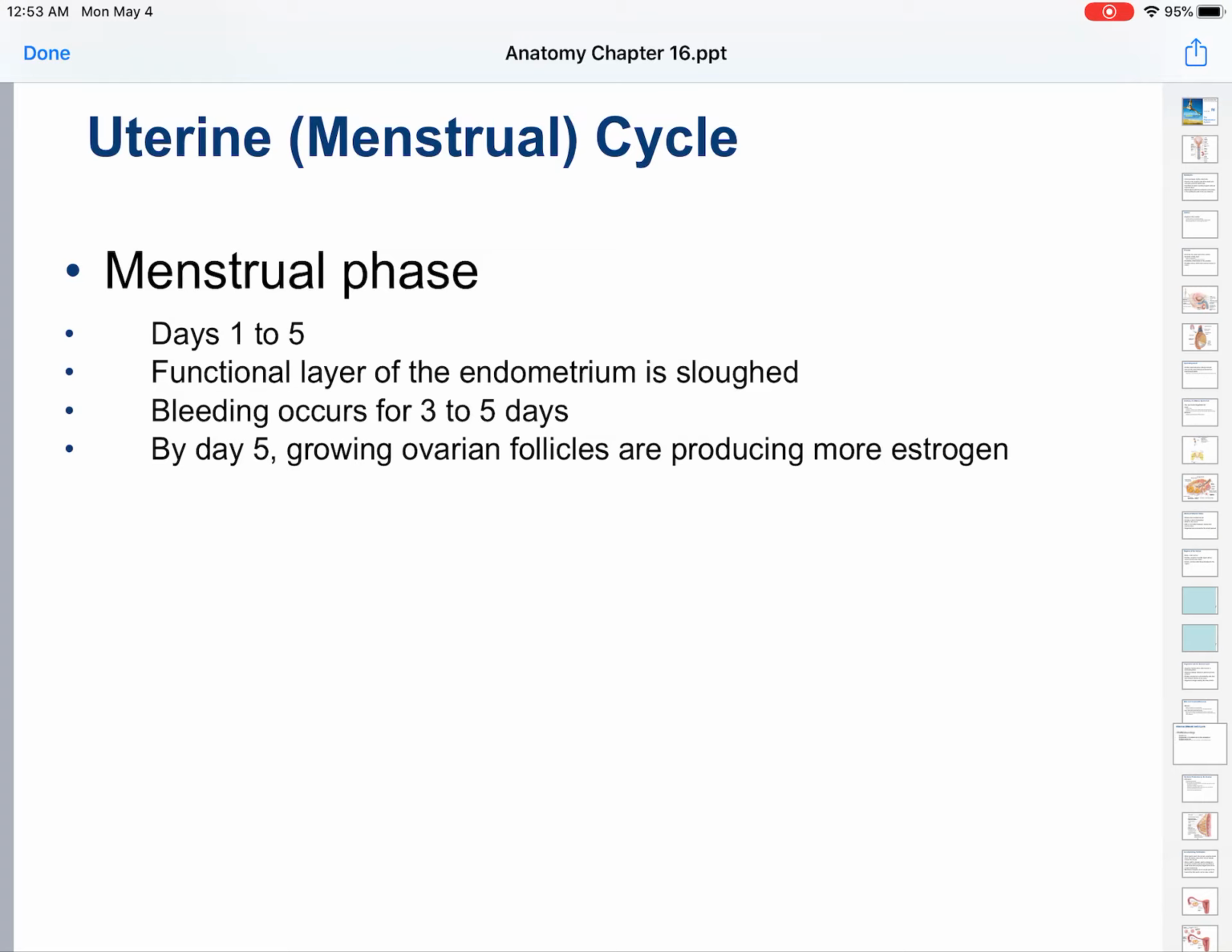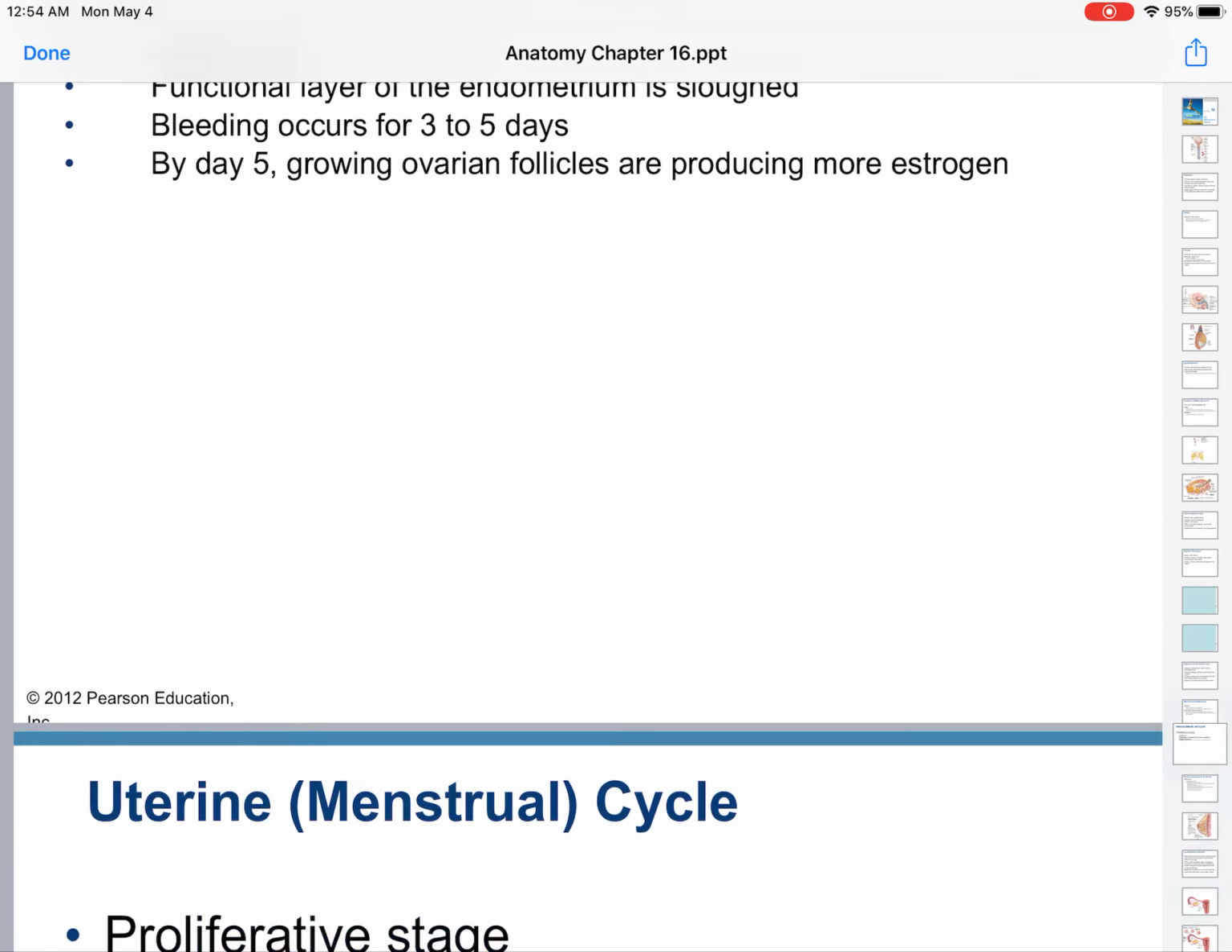This is what is commonly called the period. During this time, since it is a living layer, a lot of blood is lost as well. Bleeding can occur for 3 to 5 days during this. By day 5, growing ovarian follicles are producing more estrogen. They are preparing for the next pregnancy.